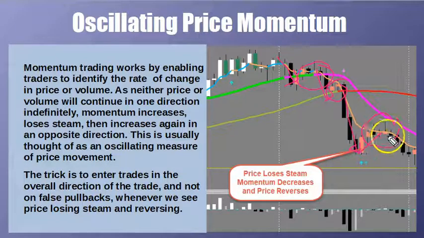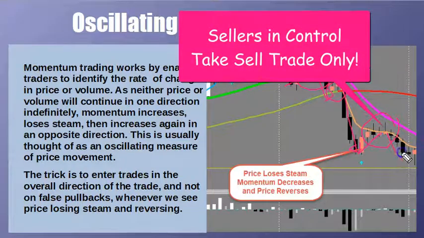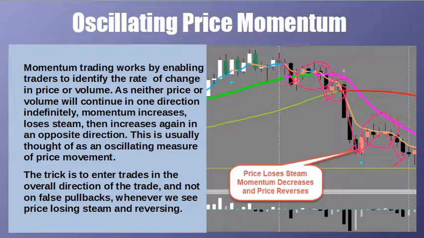Also take a look at the small little candles with the wicks. The tall wicks above the candles indicate that the sellers are in control, not the buyers. And then price once again comes down with momentum. So that's what this slide is all about, and that's what this description is all about. Okay, now let's continue again.